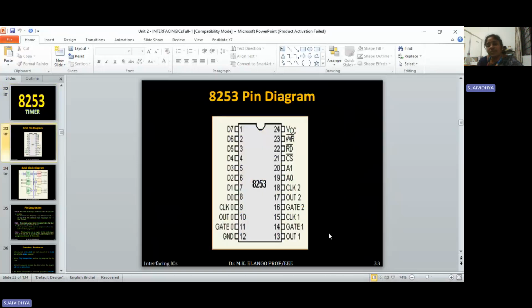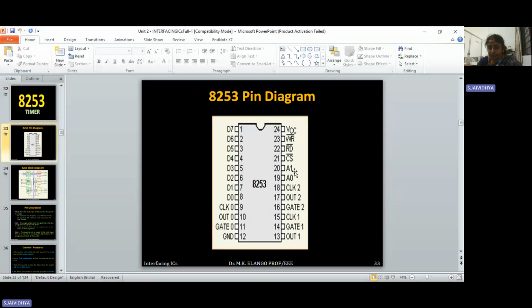This 8253 pin diagram has 24 pins. Pins 1 to 8 are the data lines, D0 to D7. The 9th pin is for clock. The 10th pin is for output. The 11th pin is for the gate signal. The 12th pin is ground. The 24th pin is the supply. 23 is write, 22 is read. These are all the control signals.